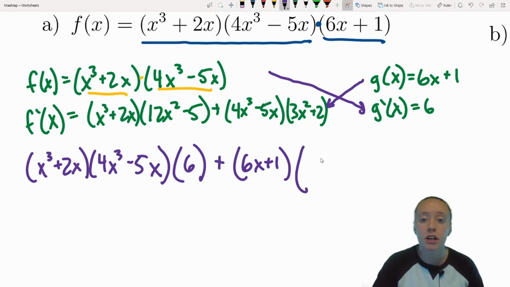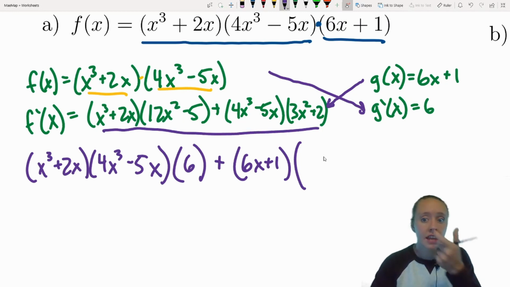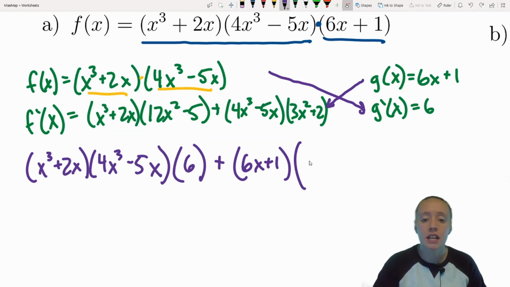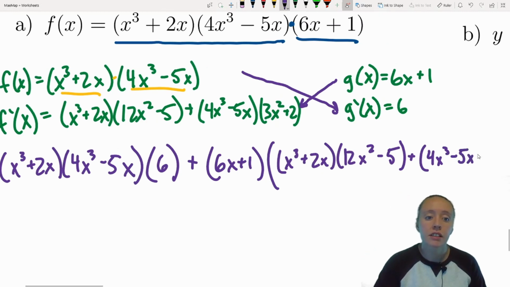That's where my second product rule came into play. So I need a large parenthesis to make sure that I include everything in that f prime of x within that parenthesis. So it'll be x cubed plus 2x times 12x squared minus 5 plus 4x cubed minus 5x times 3x squared plus 2.